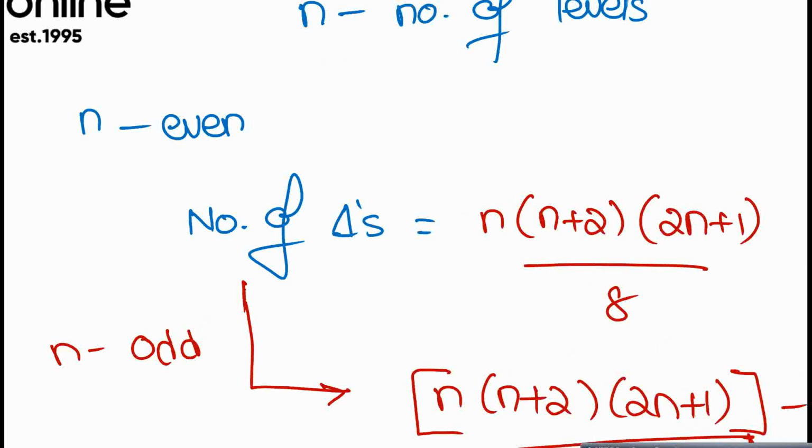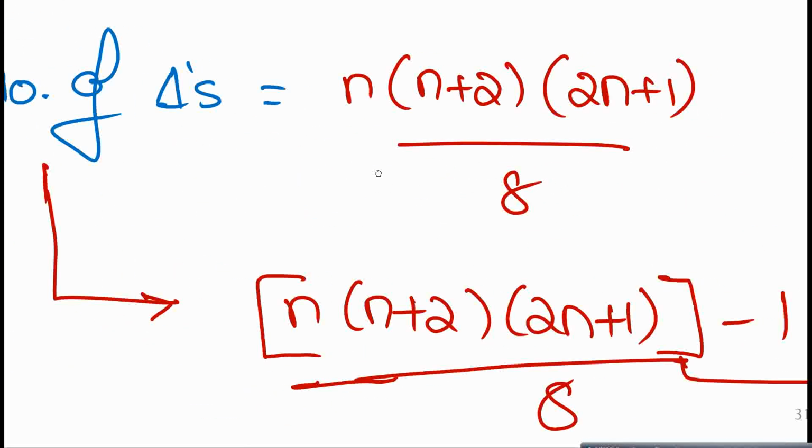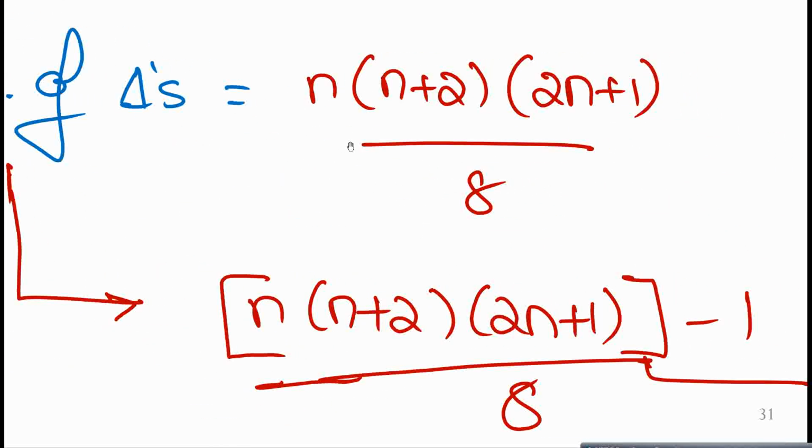Why did we put minus 1 here? If n is an odd number, my dear friend, what is n plus 2? If n is an odd number like 5, what is n plus 2? 7, an odd number, right? What is 2n plus 1? When n is 5, 2n plus 1 means 11, an odd number. Listen, n is odd, n plus 2 is odd, 2n plus 1 is odd. Odd into odd into odd will give an odd number only. It cannot be divided by 8. But an odd number minus 1 can be divided by 8. Don't say the number of triangles is 10.33. Not correct, right? 10 is okay. To do that correction, that's why we did minus 1.